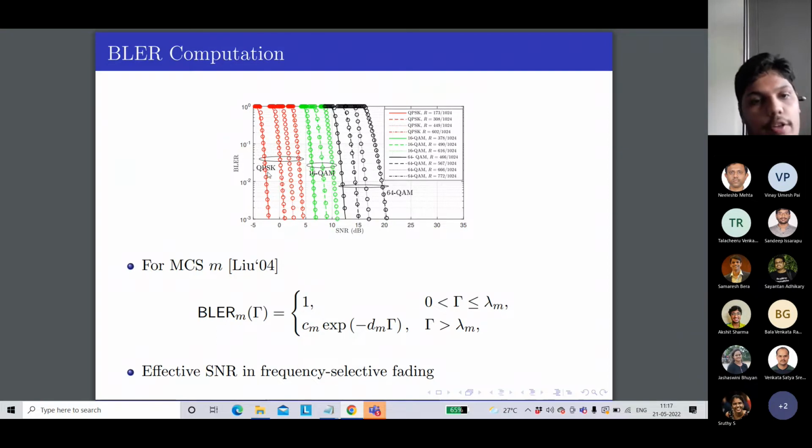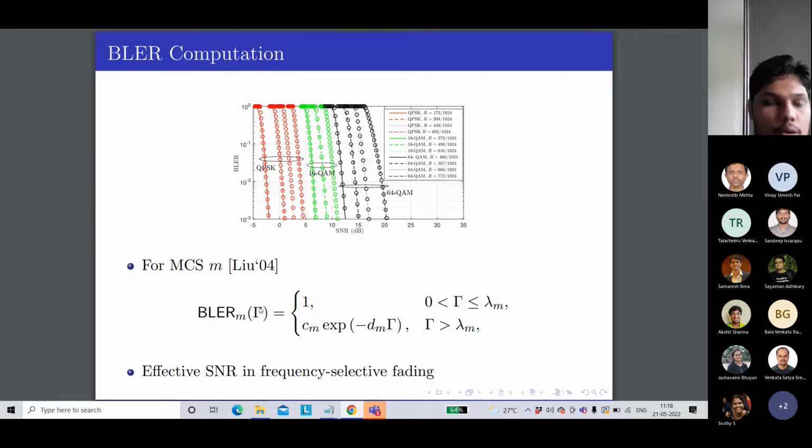We can see the plot of the BLER for all the different MCSs. The circles show the truncated exponential function and the solid line shows the simulated BLER. We can see the truncated exponential function accurately approximates the BLER. It's only valid if the SNR is greater than lambda, which we can see here for different MCSs. Now, for the frequency selective fading case, we use effective SNR in place of gamma. We saw how effective SNR is computed given the vector of SNRs. So now we know how to compute the block error rate given the SNR. Now let's see the probability of a feasible solution.